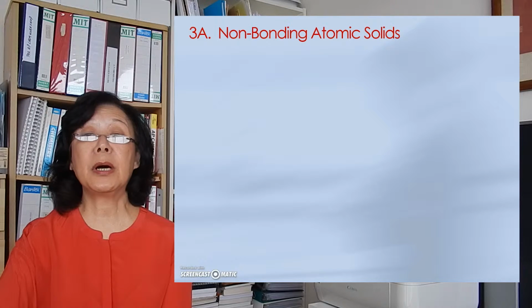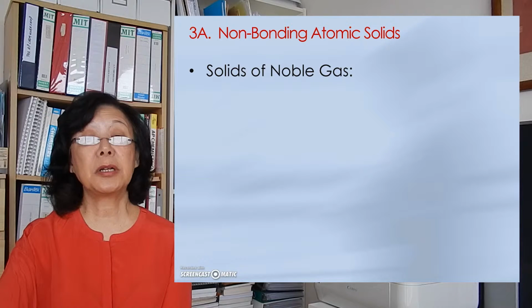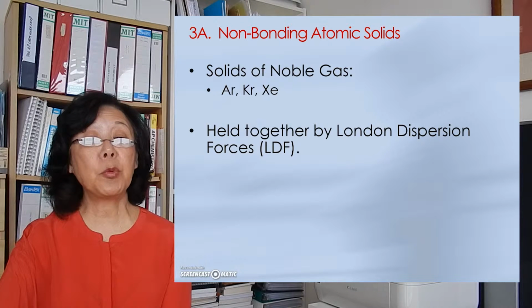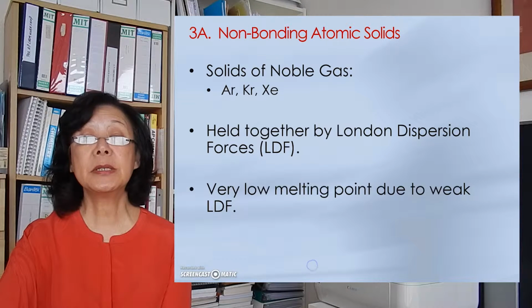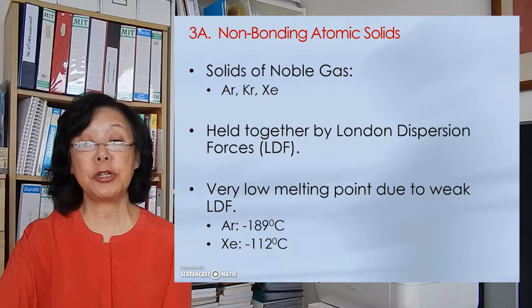Category 3A, non-bonding atomic solids. They are solids of noble gases, such as argon, krypton, and xenon. They are held together by very weak London dispersion forces, and they have very low melting points because of the weak LDF. Their melting points are in the negative region.